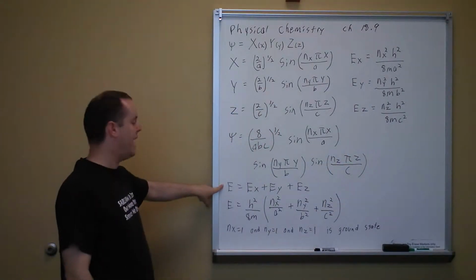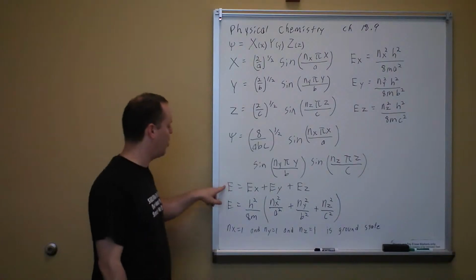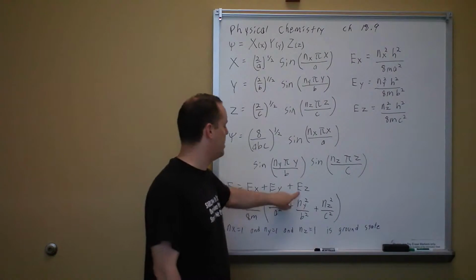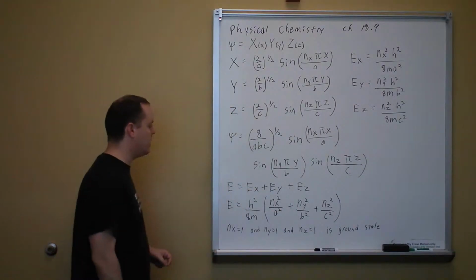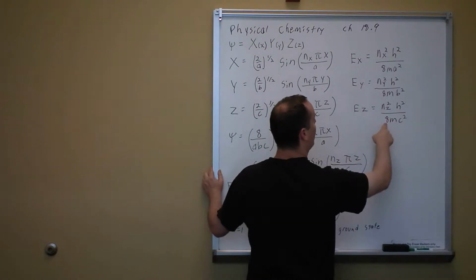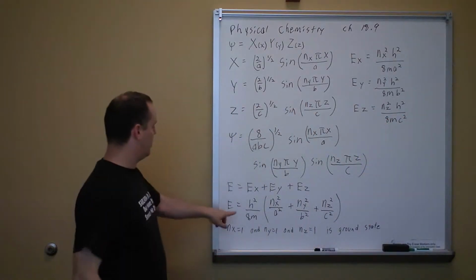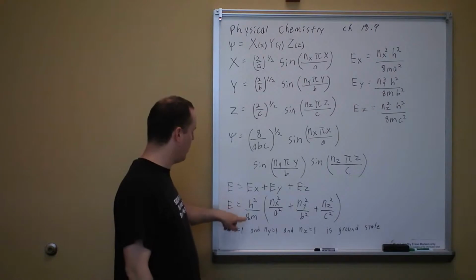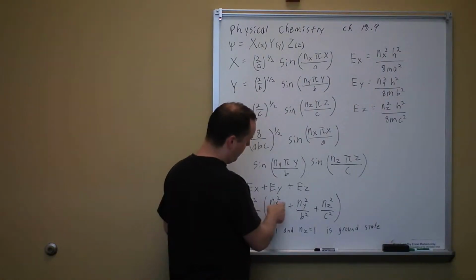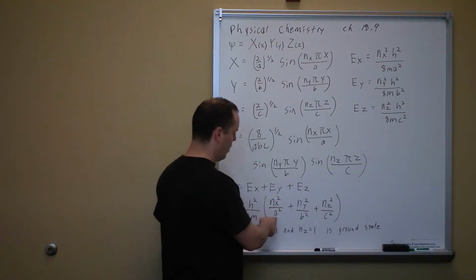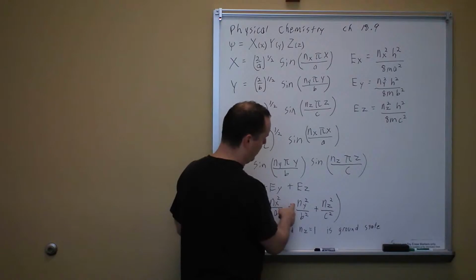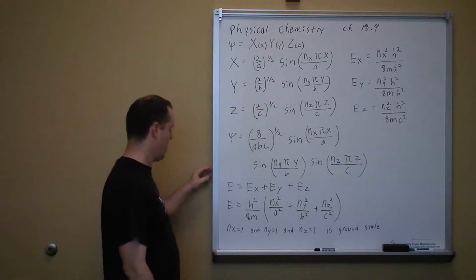Now energy, of course, is extensive, so you just add it up. The total energy is going to be the x component of the energy, plus the y component of the energy, plus the z component of the energy. So you can factor out the h squared over 8m, and that's what it looks like here. We get the energy is equal to h squared over 8m times nx squared over the length of the box in the x-axis squared, and then same for y and same for z.